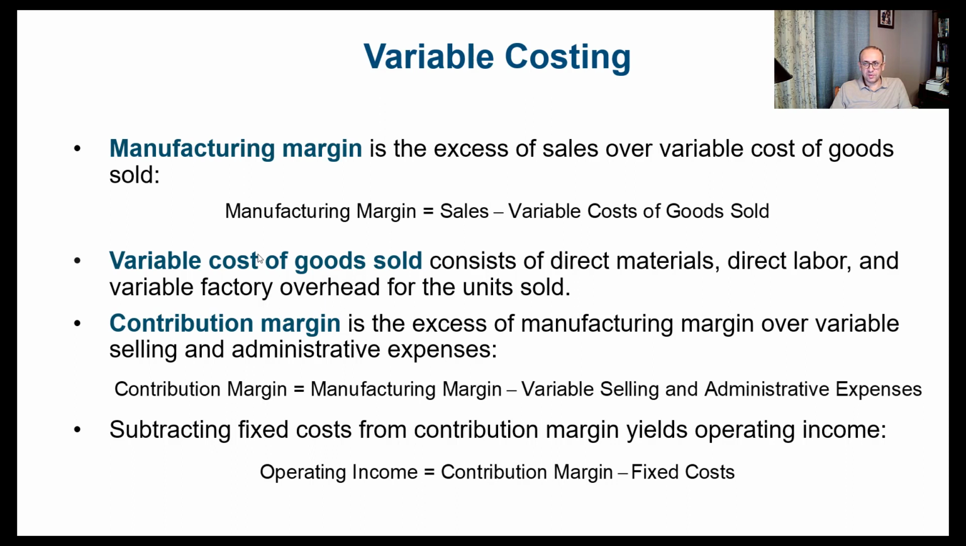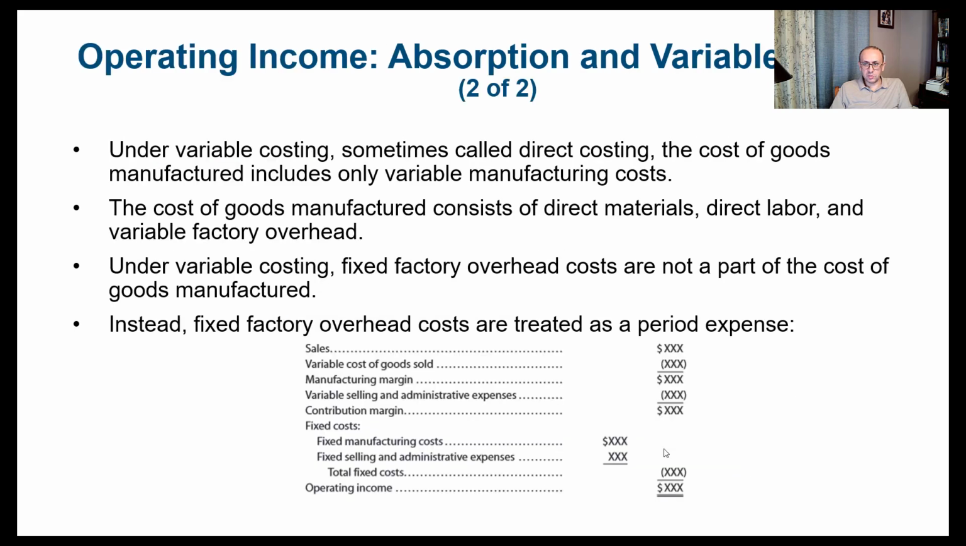When we subtract the variable selling and administrative expenses from the manufacturing margin, we get the contribution margin. So contribution margin is the excess of manufacturing margin over variable selling and administrative expense. When we subtract fixed cost from the contribution margin, this yields operating income. If I go back one slide again, we got the manufacturing margin, which is sales minus variable cost of goods sold. Then when we subtract the variable selling and administrative expenses, we get the contribution margin. Then we subtract the total fixed costs to get the operating income.